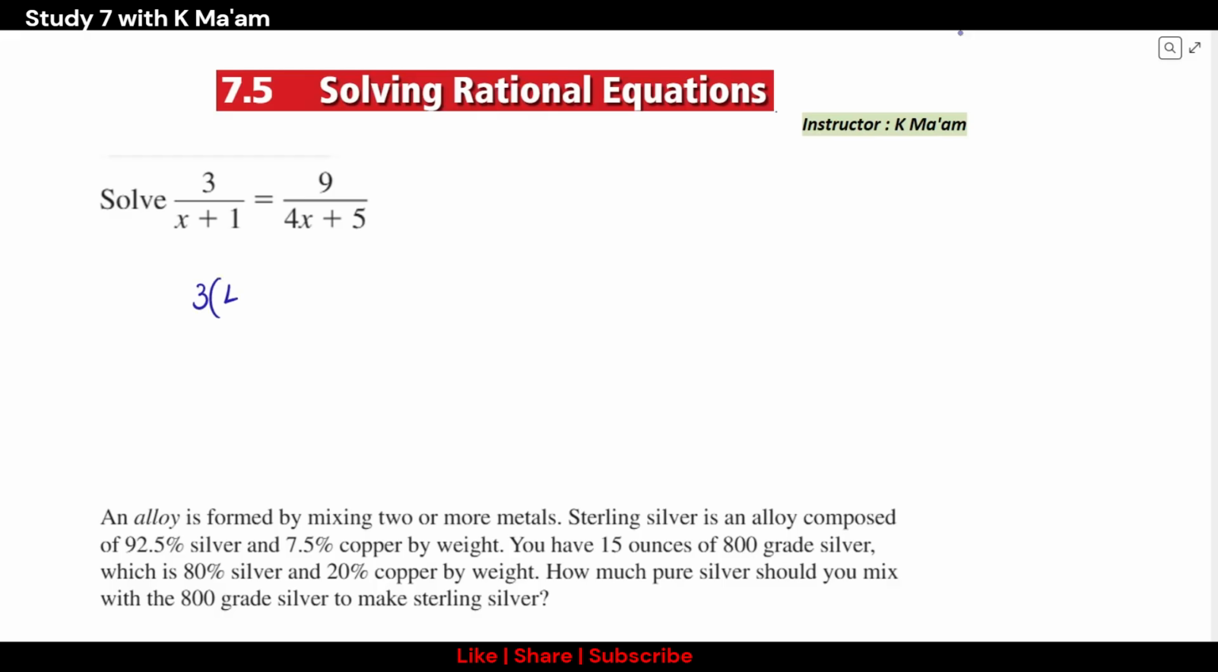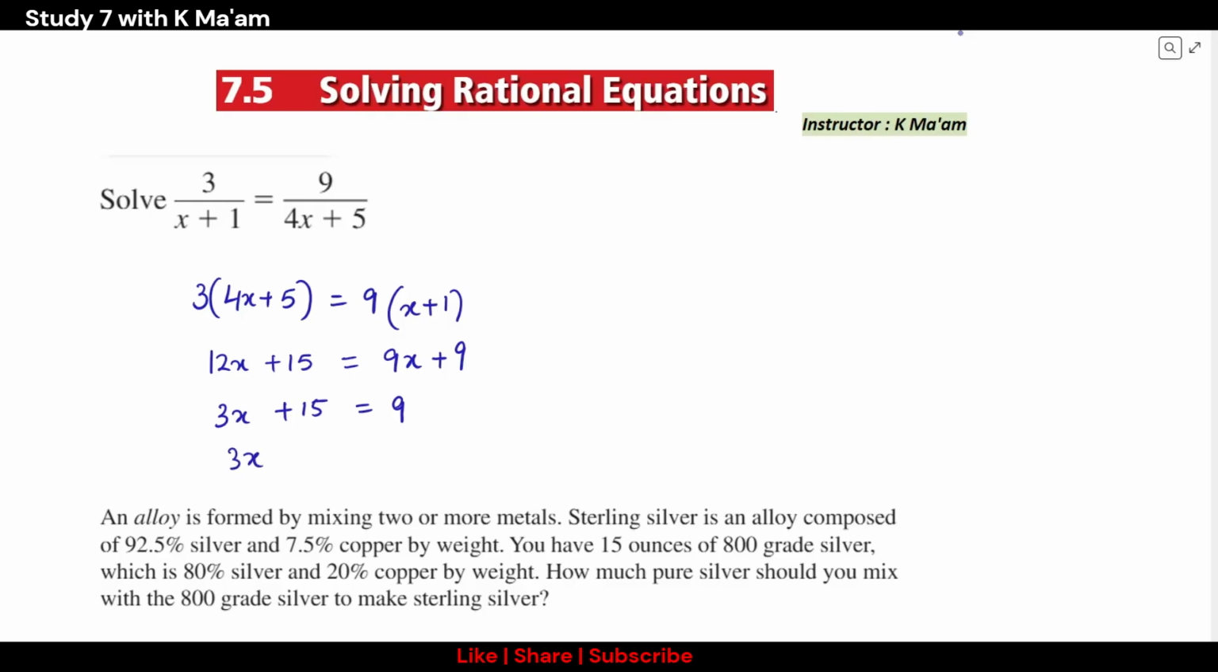3 multiplied with 4x plus 5. 9 will multiply with x plus 1. So use the distributive property and multiply inside. It's 12x plus 15 equals 9x plus 9. So subtract 9x, you will get 3x plus 15 equals 9.